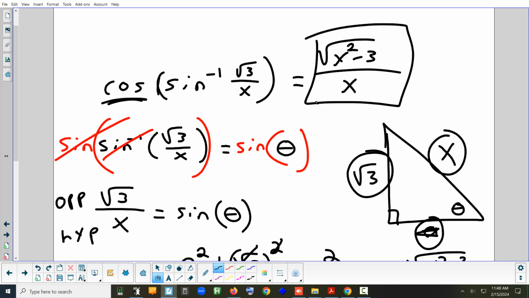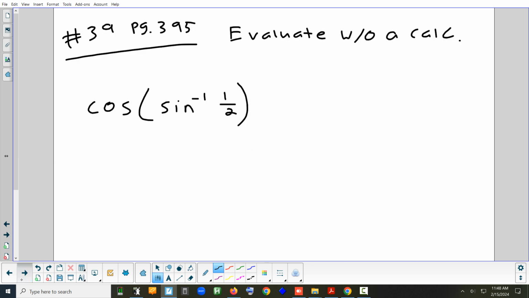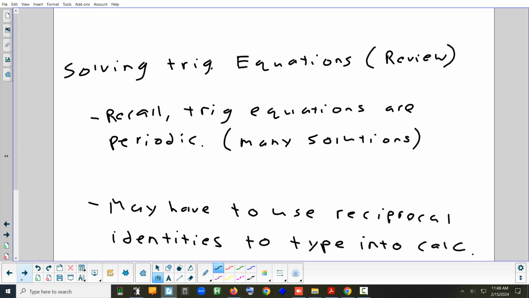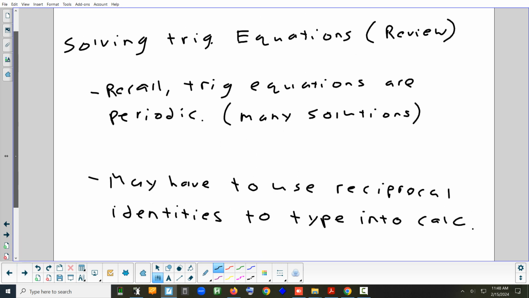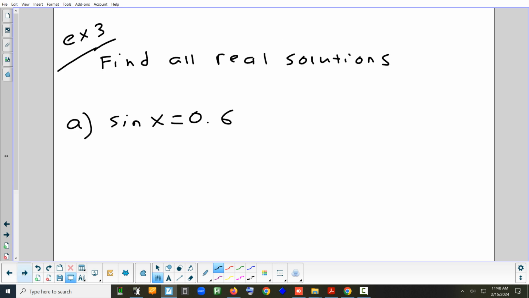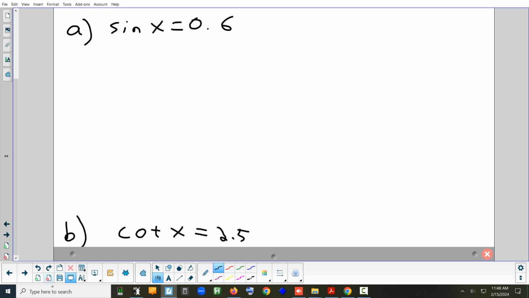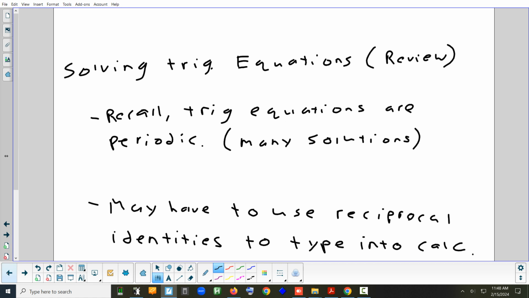Okay. So I think we've done enough of those. The last thing, which is kind of a review, is how you solve trig equations on the calculator. Not as complicated ones as we did two days ago, where you had to find the least common multiple of each term. It's going to be a lot simpler, just a single trig function.